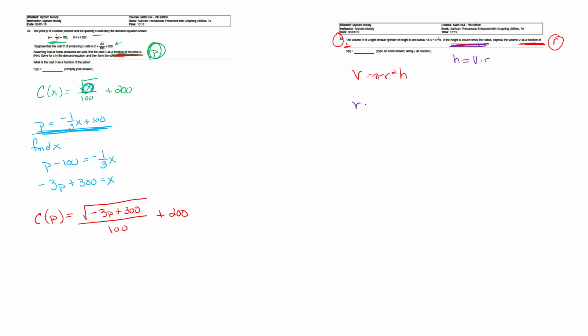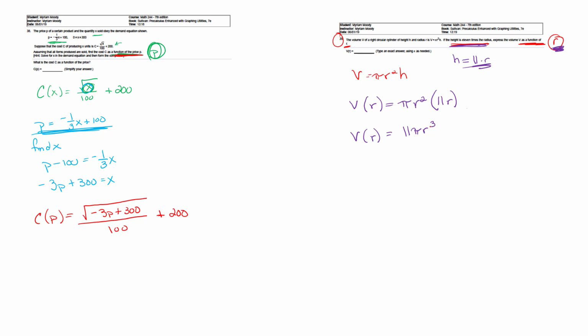So my volume, and my volume needs to be with respect to r now, doesn't it? Is going to look like pi r squared, and instead of h, we're going to write 11 times r. So my volume as a function of the radius is 11 pi r to the third.